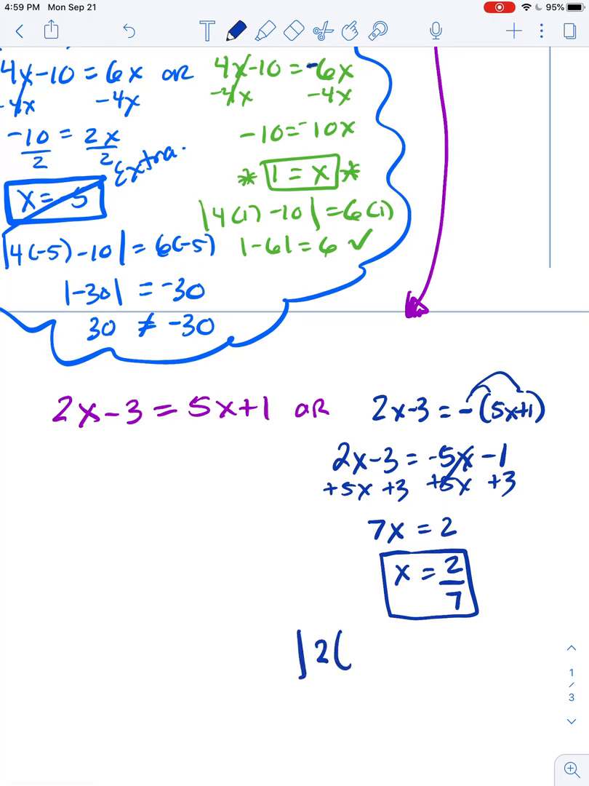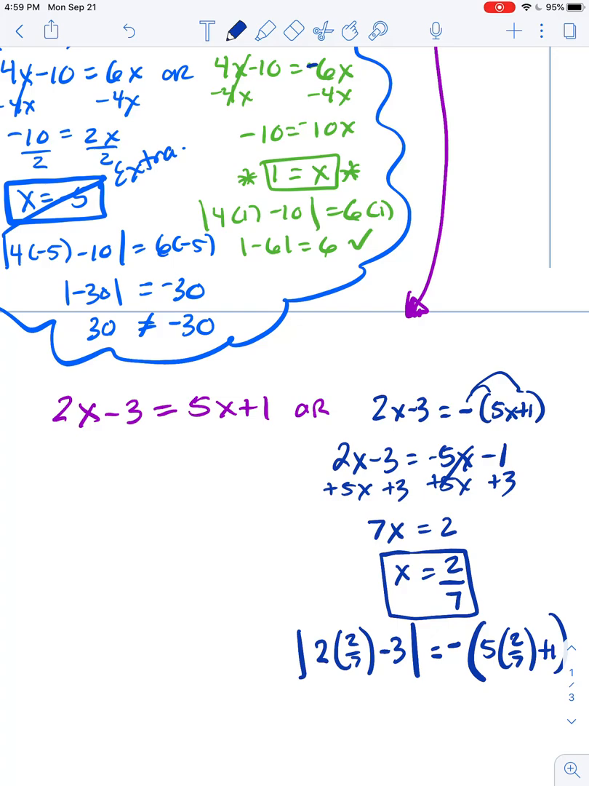So I'm putting that in and saying, is 2 times 2 over 7 minus 3, absolute value of that, going to be the same as the opposite of 5 times 2 over 7 plus 1? So you can kind of see why we did the PEMDAS thing. So I'm going to check both sides, and you're welcome to use your calculator.